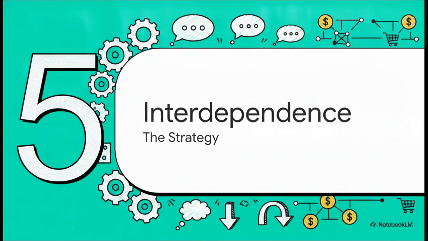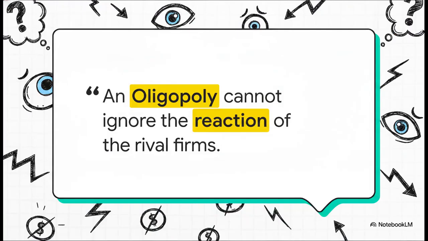Round 5, interdependence and market power. Let's look at the underlying psychology and the strategy behind day-to-day pricing. Oligopolists suffer from extreme structural interdependence. They are constantly looking over their shoulder before making a single move. This paranoid calculation of, if I cut my price, will they cut theirs, is the defining feature of the market. And honestly, it often leads directly to destructive, intense price wars.